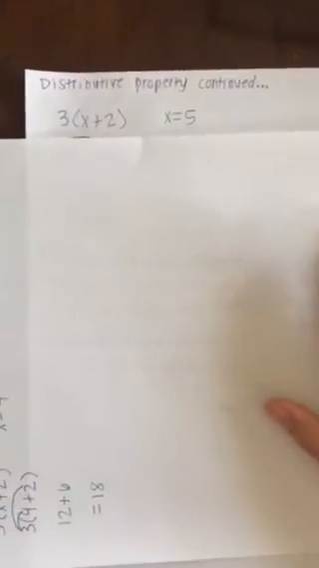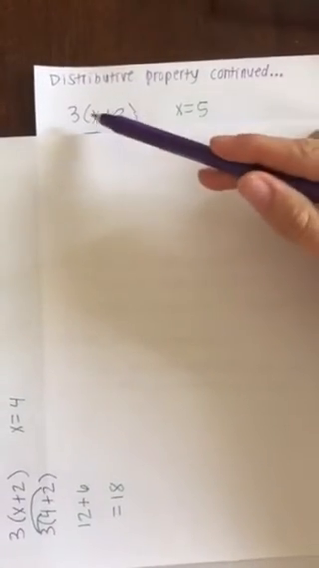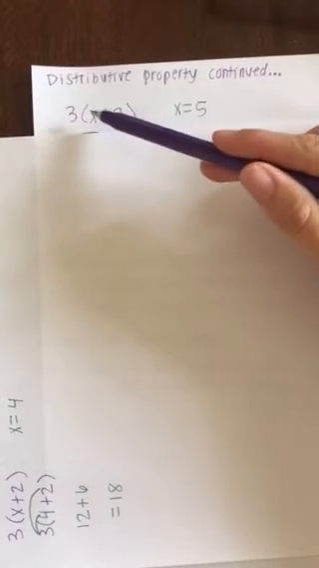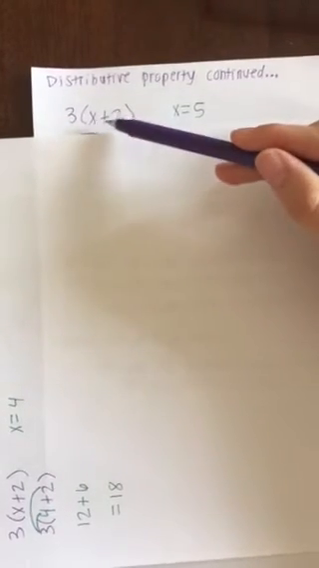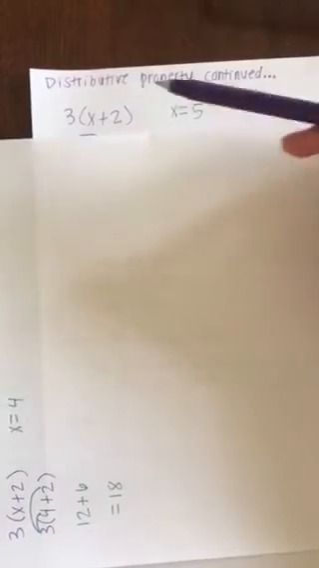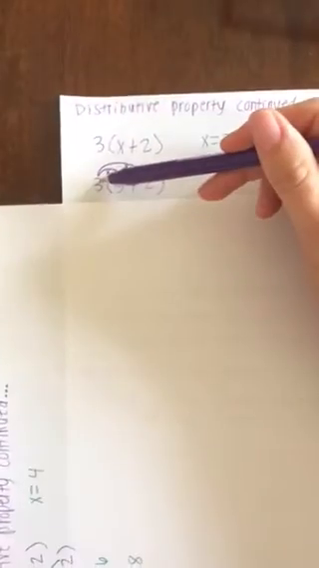So what this looks like with a variable, if I have 3 times x plus 2, so notice I can use a distributive property here because the 3 is right next to the parentheses, and there's an addition problem inside. I'm going to replace the x with a 5 because I know that x is 5. And then I'm going to multiply.